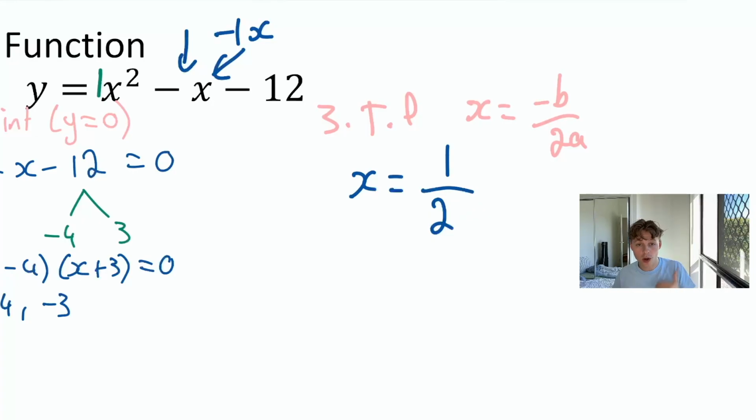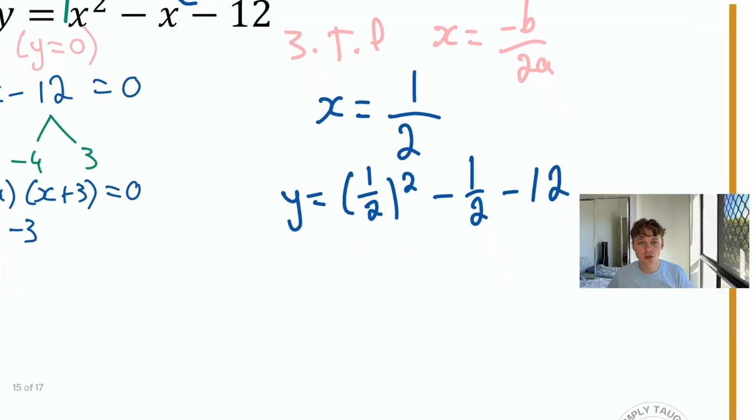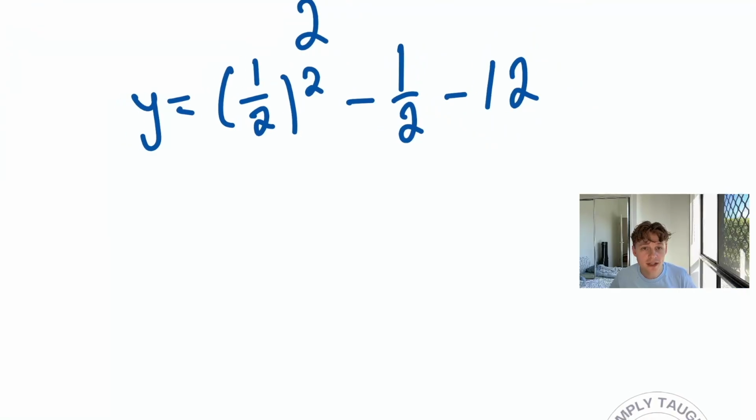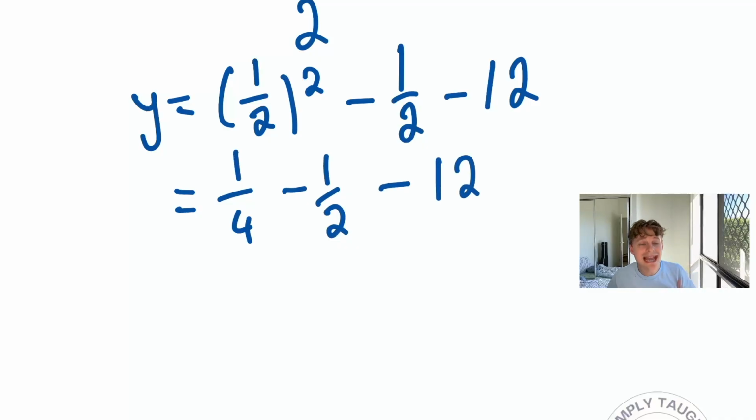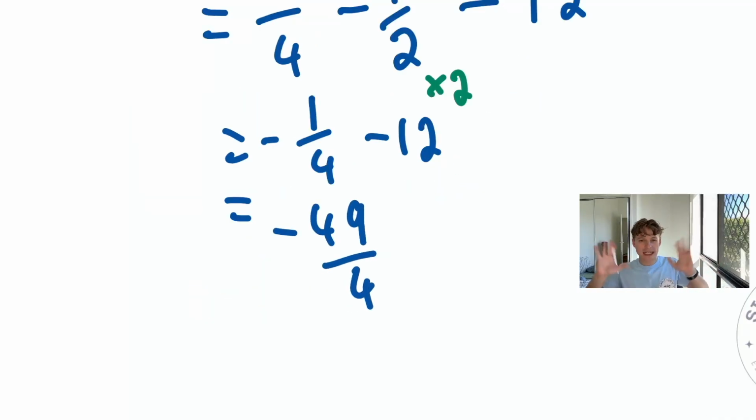Now, to find the y-coordinate, I have to substitute 1/2 back into my quadratic equation. So if I do that, I wind up with y is equal to a half squared minus a half minus 12. I have to do a little bit of fraction work here. A half squared gives a quarter. That gives 1 over 4 minus a half minus 12. Well, a quarter minus a half, I make the denominators the same. People struggle to add and subtract fractions at every single level. A half is the same as 2 out of 4. 1 minus 2 gives negative 1. So I'm left with a negative quarter minus 12. And this will give negative 49 over 4. I'm just going to leave that as an improper fraction.